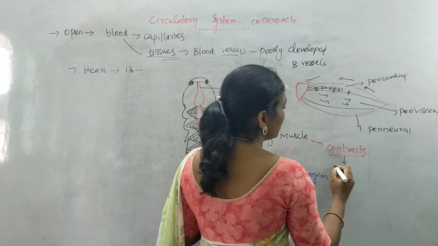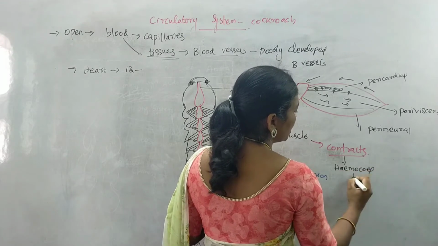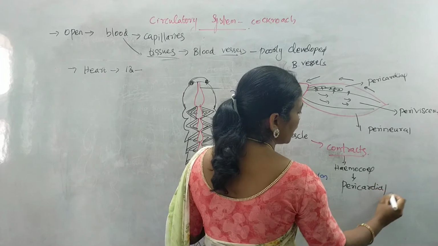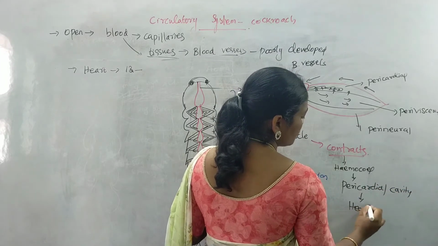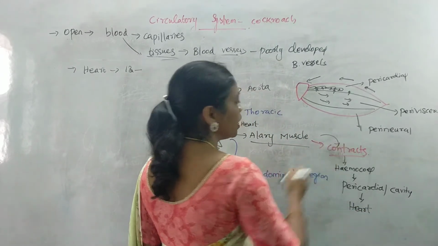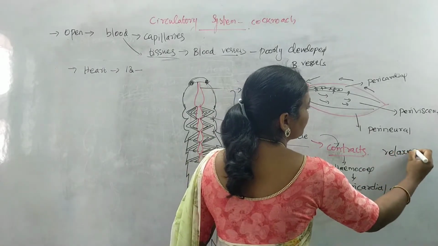So I'll write here, they reach from the hemocoel to the pericardial cavity. From the pericardial cavity, they enter inside the heart chambers of cockroaches. This is what will happen when the alary muscles contract. When these muscles relax, what will happen?